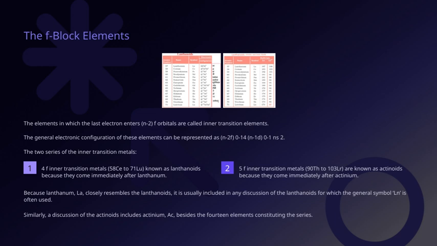They typically have a configuration that can be represented as (n-2)f^0-14, meaning the f orbitals are filled with up to 14 electrons, and (n-1)d^0-1, indicating that one or no electrons are in the d orbitals, along with the outermost ns² electrons. The defining characteristic of these elements is that their last electron enters the (n-2)f orbitals. That's why we call them inner transition elements.